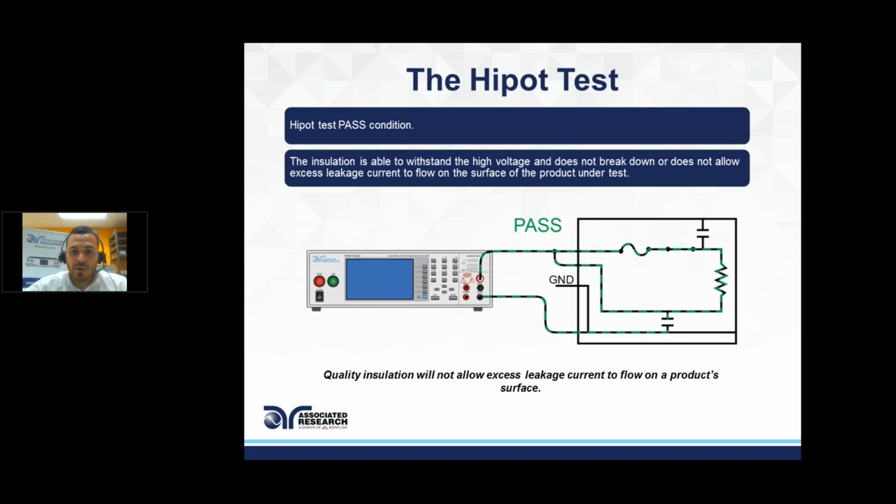I am giving current or electrons the juice to break through, to flow through, right? And so now we're testing this insulation. Can you stop these electrons from breaking through this barrier while I'm giving it so much force, so much power, such a strong electric field? If it can, then you've ensured that your insulation has quality. It did not allow excess leakage, and it's a pass.